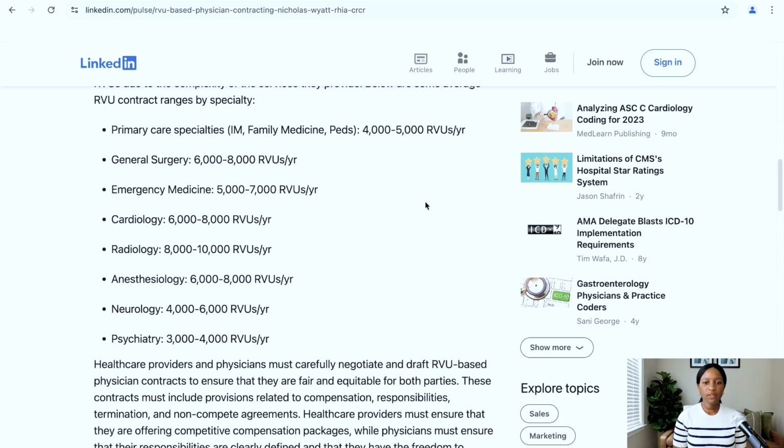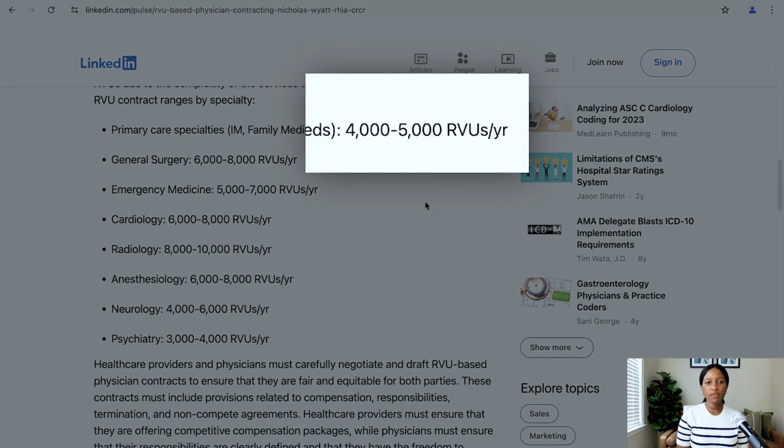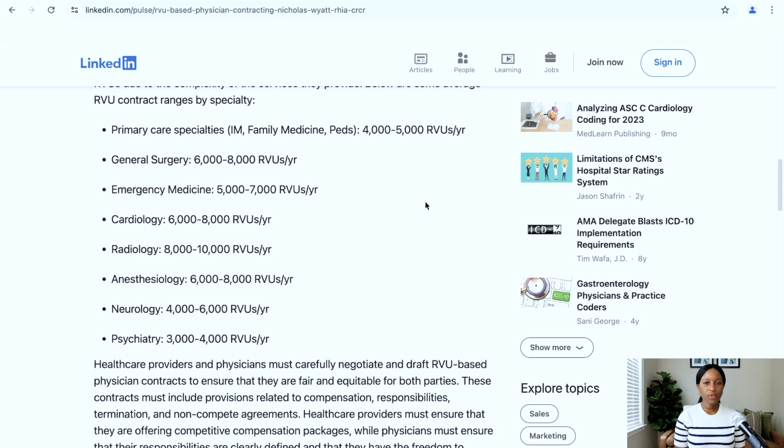So again, primary care falls in that 4,000 to 5,000 RVUs per year, which is kind of depressing when you think about how much work a primary care physician does day in and day out. This just doesn't sound nearly enough. Now, it is just an average, so do keep that in mind.